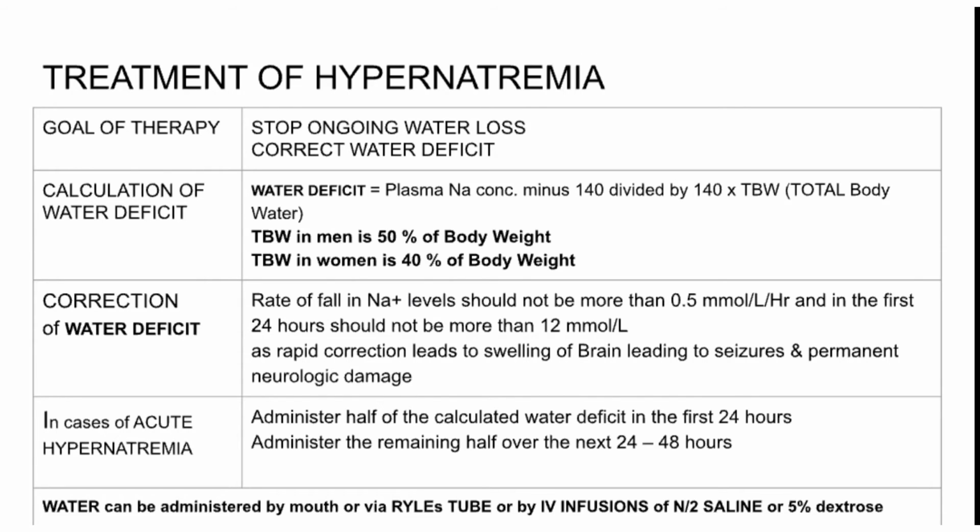So in cases of acute hypernatremia, the calculated water deficit which can be administered in the first 24 hours is half of it. So administer half of the calculated water deficit in the first 24 hours and administer the remaining half over the next 1 to 2 days. Water can be safely administered by mouth or via the Ryle's tube in a patient who is not able to take in water, or by IV infusions of N/2 saline or 5% dextrose.